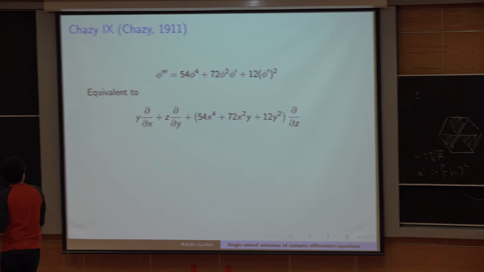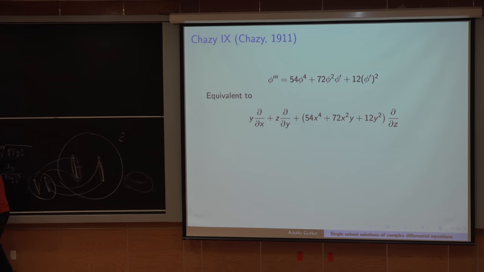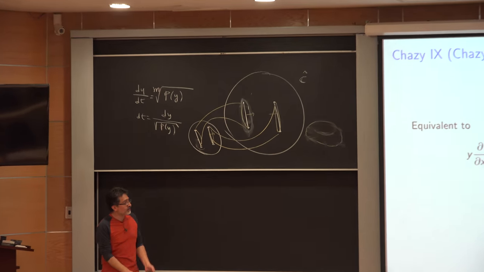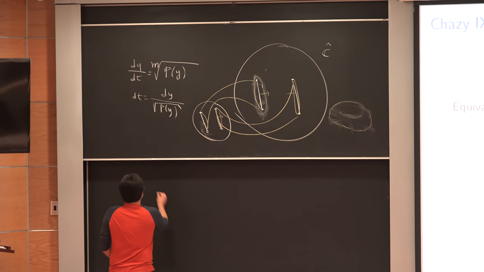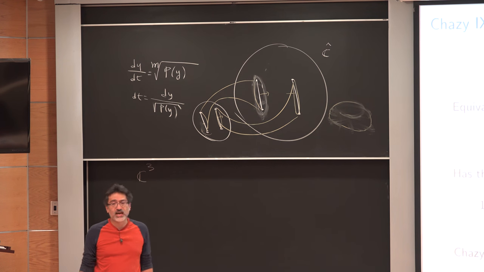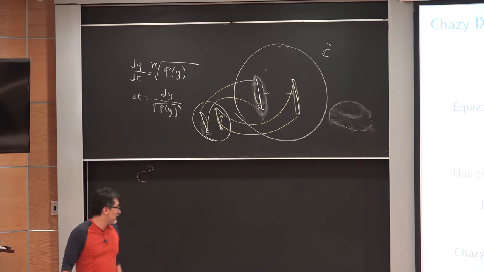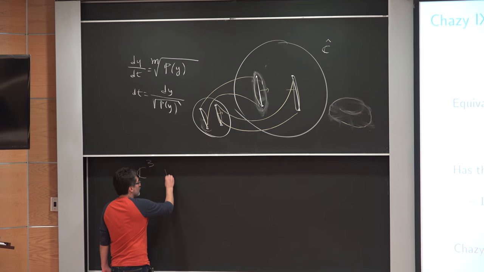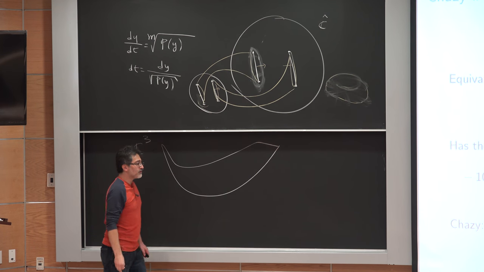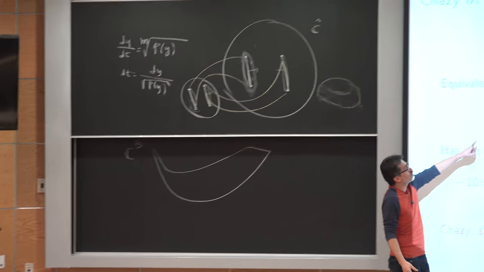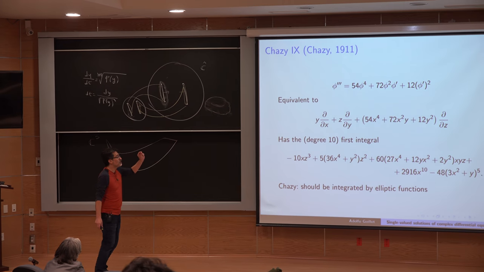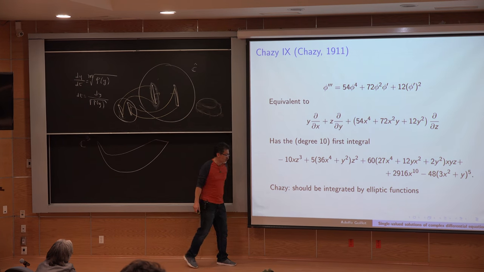It's a very naive looking equation. You can write it as a vector field. So you have some sort of vector field in C3. And Chazy proved that we have a differential first integral. So he says, we have some variety in C3 given by a degree 10 polynomial. In fact, this equation is quasi-homogeneous. If you give x, y, and z the weights 1, 2, and 3, then you see that this vector field is homogeneous and that this first integral is also homogeneous as well.